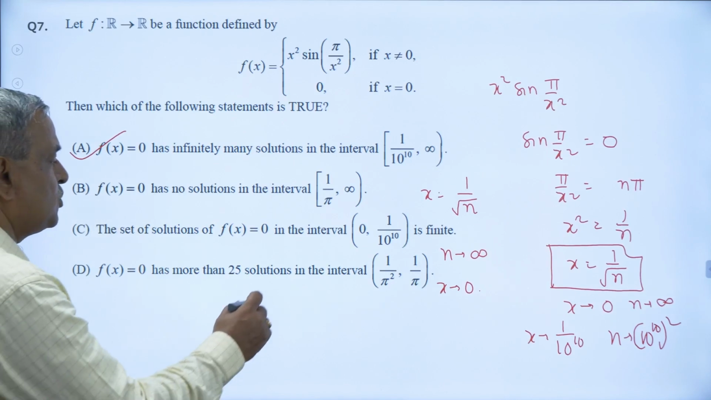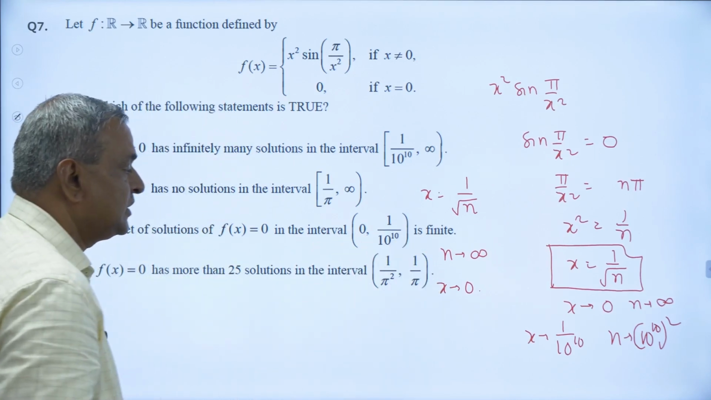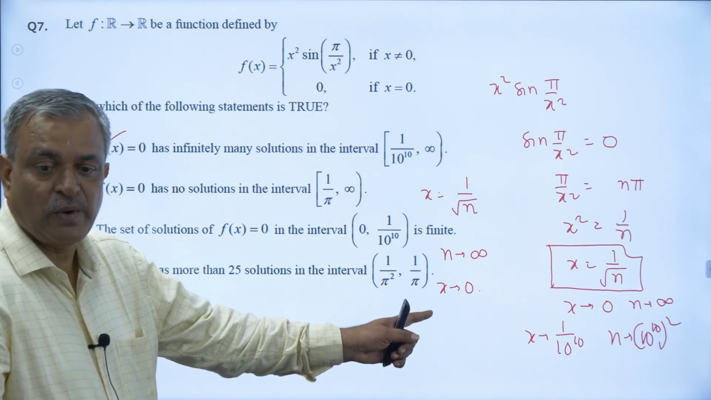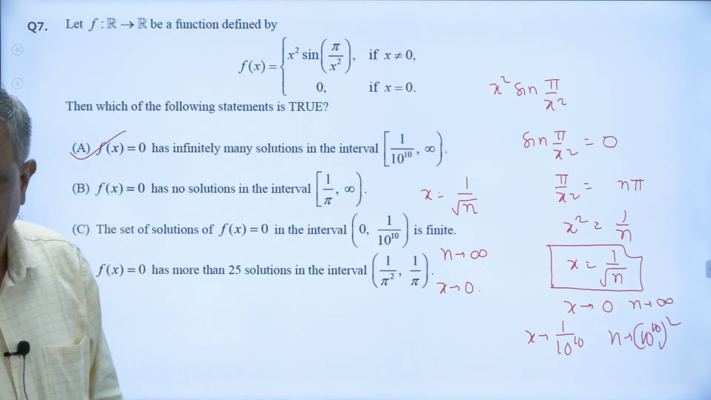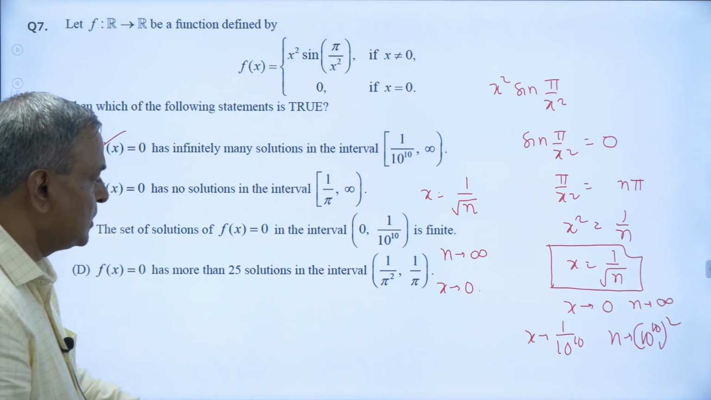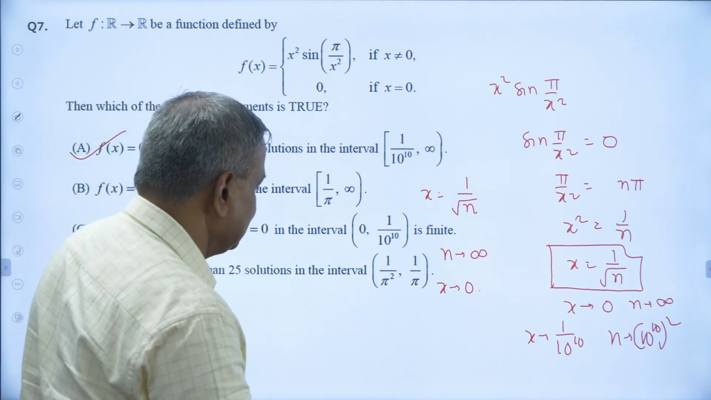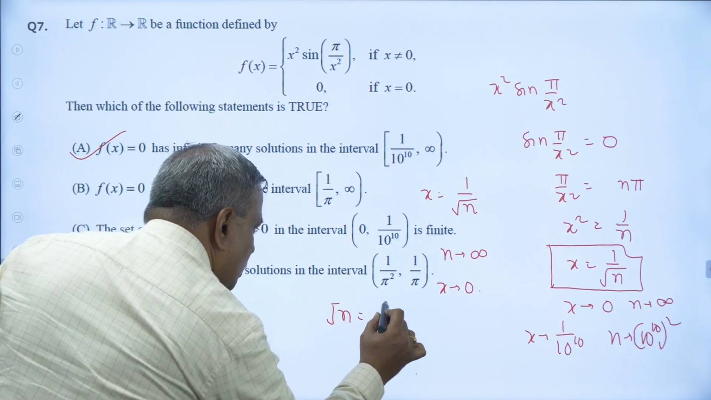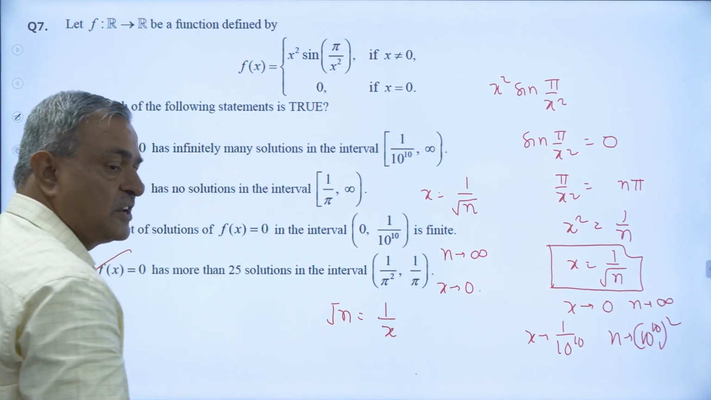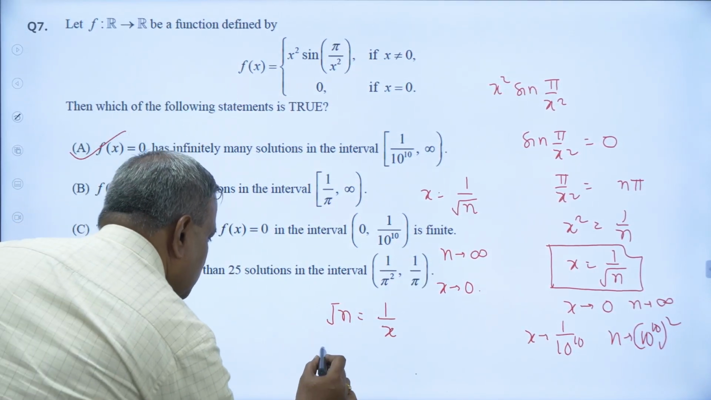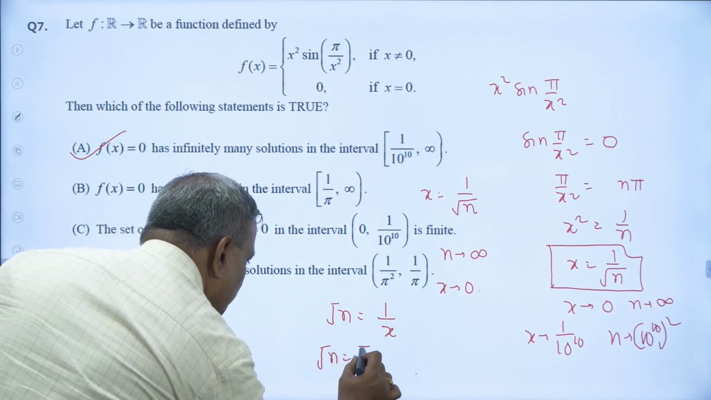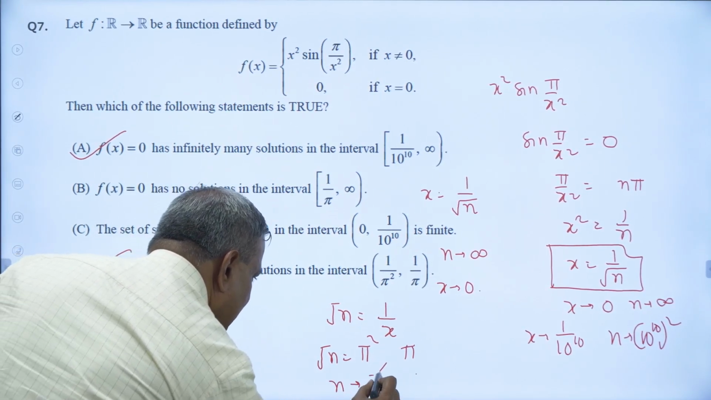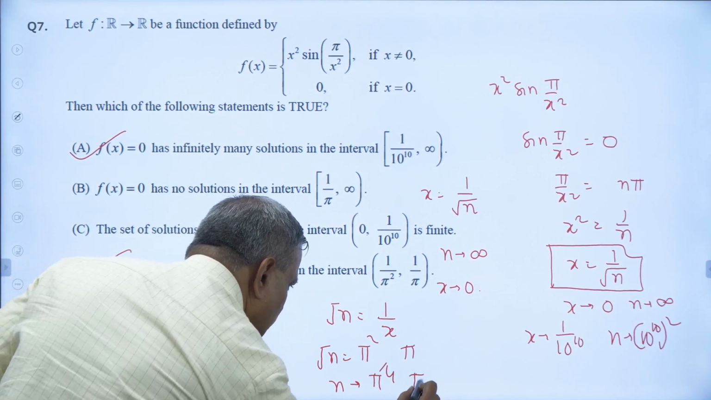But same way, f(x) equal to 0 has finite solutions, and there will be 25 solutions between 1 by pi square to pi. Let us check one by one. Pi square, this is the value of x. So what is the value of n then? Root n is equal to 1 by x. So root n is equal to pi square and pi. So n is from pi to the power 4 to pi square.